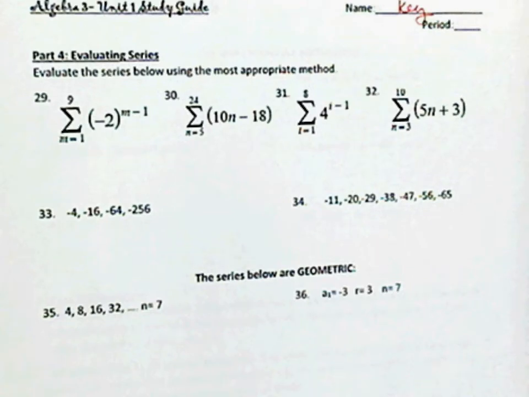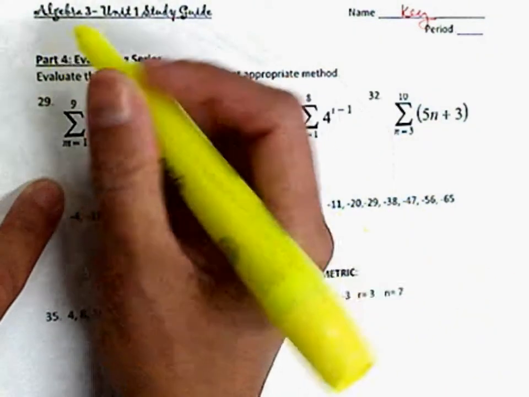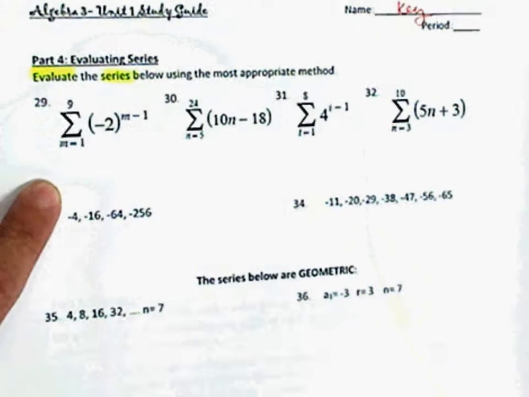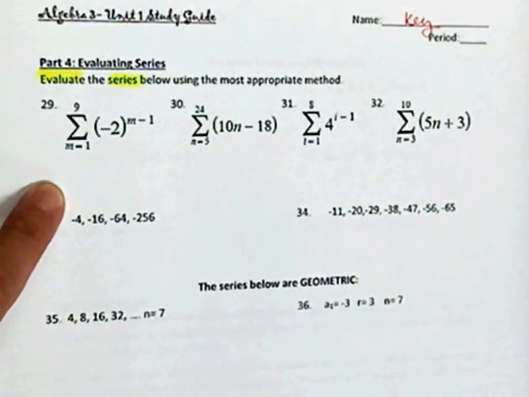Part 4, evaluating your series. The word evaluate basically means find me the answer. If you show your work, you will probably get partial credit, so always show your work just in case you accidentally type something in wrong in the calculator. That's always a good thing. It says evaluate the series. It tells you it's a series, so you're not going to use sequences.